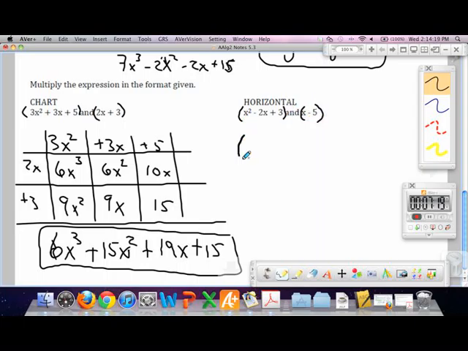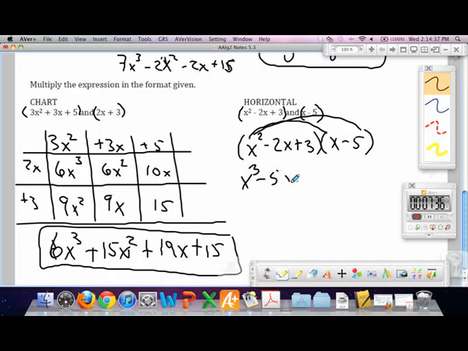If you wanted to multiply these horizontally, you'd use basically the distributive property. So think FOIL. Multiply this to each term. x to the third minus 5x squared. The middle term to each of these things over here. Negative 2x times x is negative 2x squared. Negative 2x times negative 5 is positive 10x. And then multiply the 3 to each of those. Plus 3x minus 15. And then combine like terms. And you get x to the third minus 7x squared plus 13x.